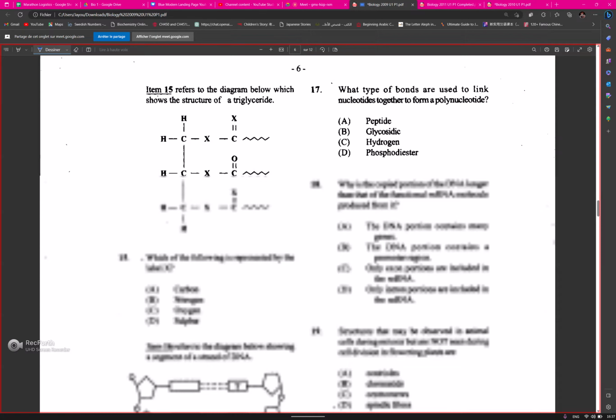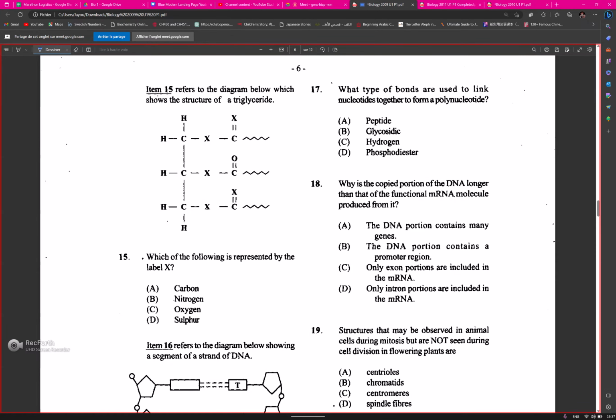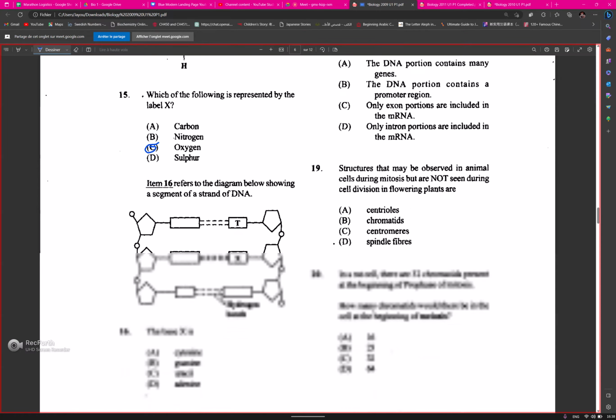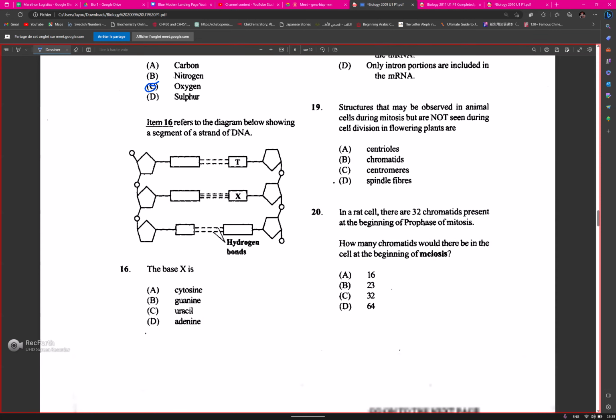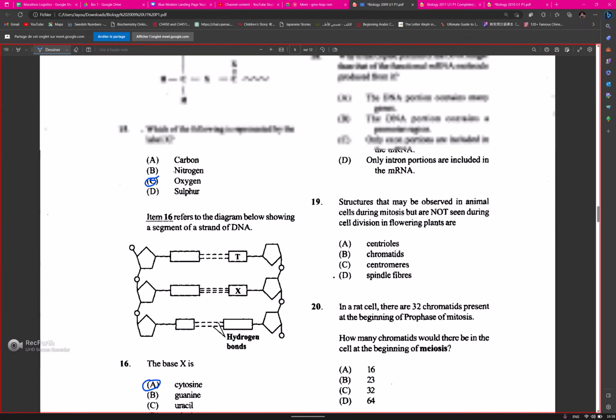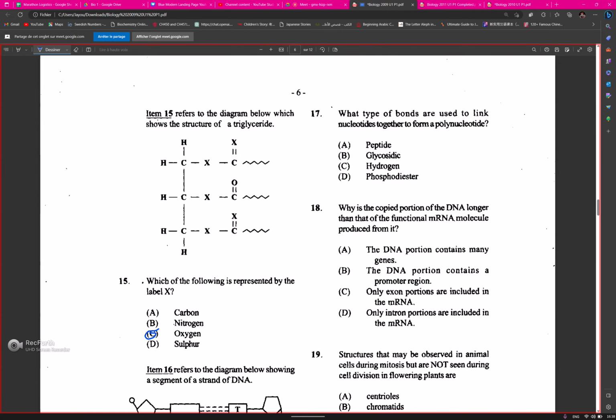Okay. Which of the following is represented by the label X? I don't even think this is a valid question. Come on, though. Then this would be cytosine, as we were discussing before. Right, so what type of bonds are used to link nucleotides together? We spoke about this. Hydrogen would be it. The copied portion of DNA longer than that of the functional mRNA molecule produced from it.